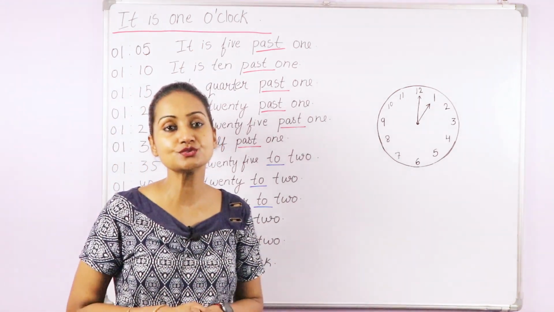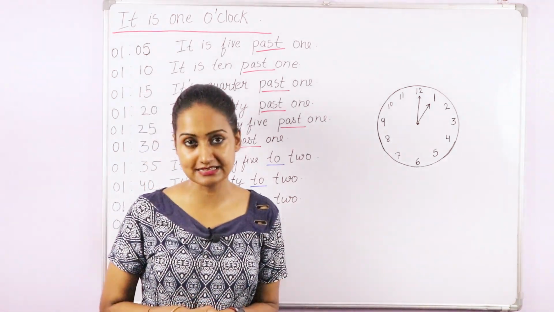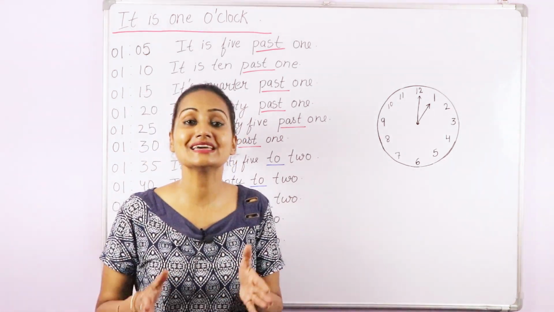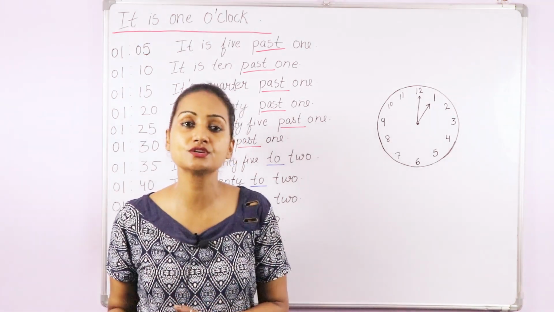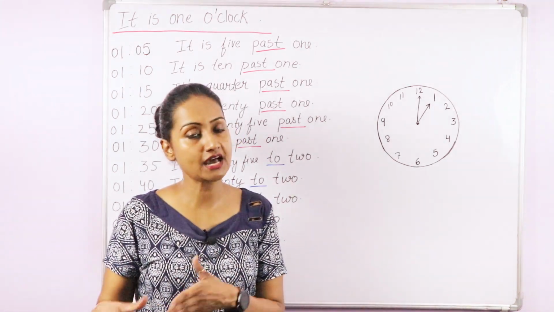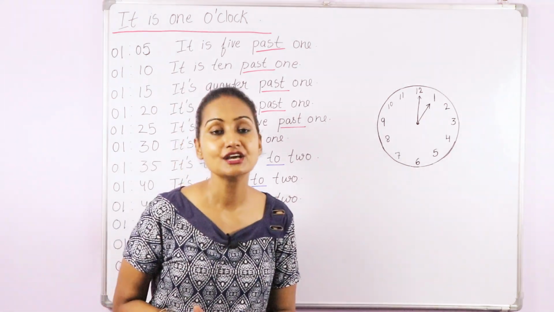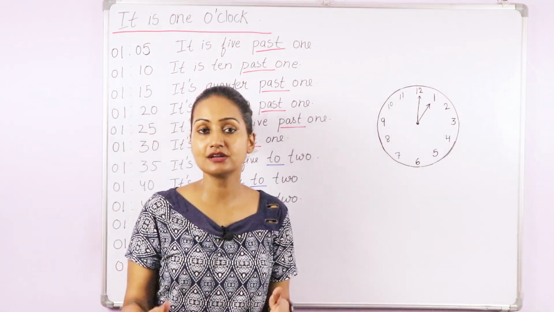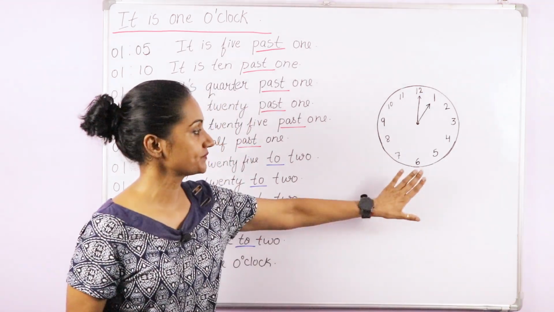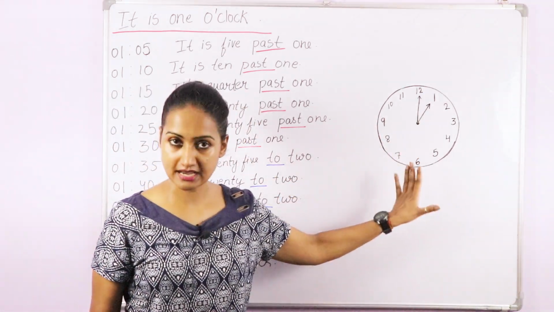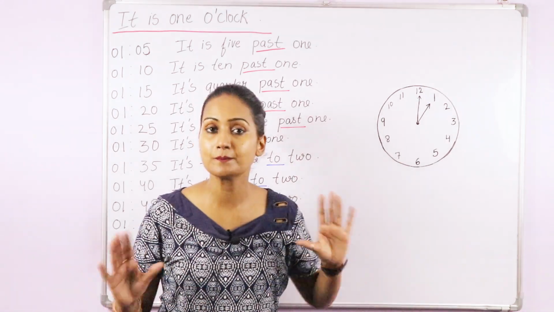And you can also use the contracted form of it is. The contracted form is it's. I already have made a video on contracted forms. I will mention the link in the description box so you can watch it if you haven't yet. So it's 1 o'clock or it is 1 o'clock. Okay, so this way we tell the exact time when there are no minutes.